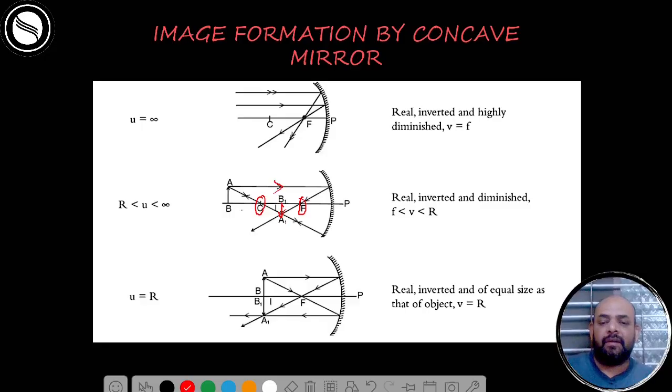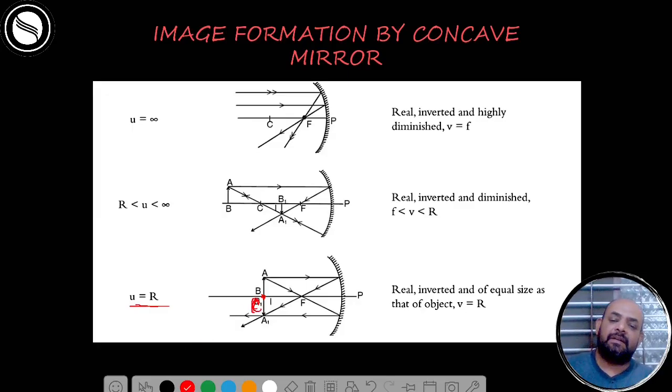You can take any 2 rays out of those 4 options, but the image will always form at the same position. So here the image is formed between the center and the focus, and it is also real because it is made up of these real rays which are intersecting at a particular point. It is inverted and diminished, smaller than the object. Now the third situation, when you place the object at the center itself. This is the center.